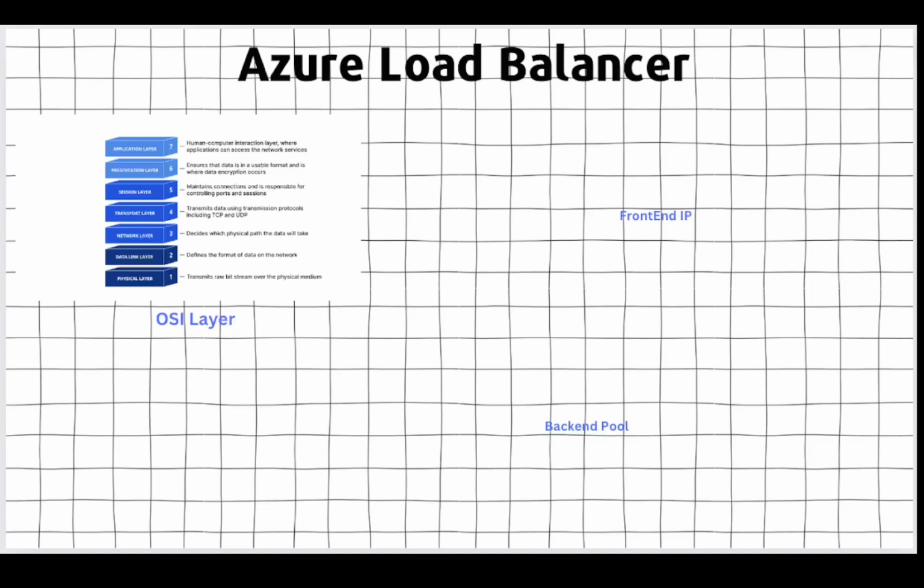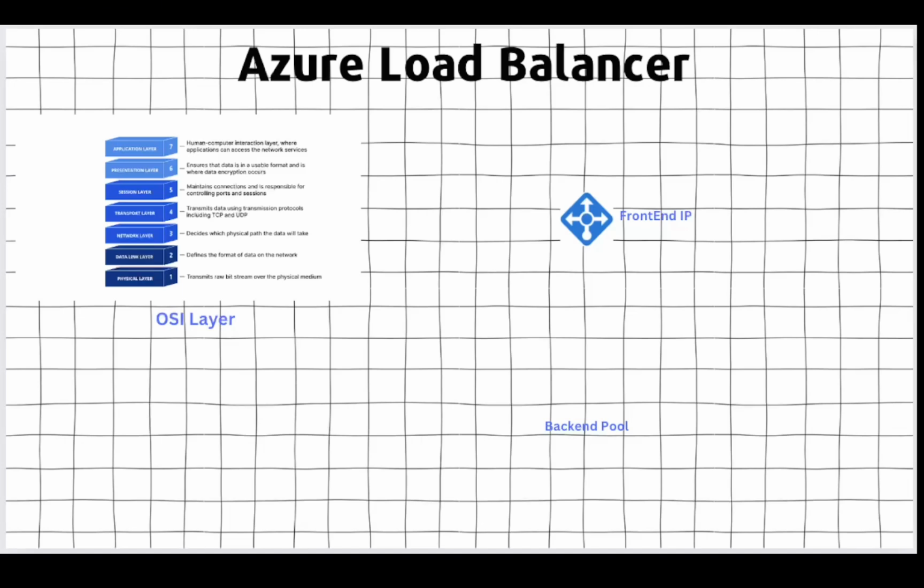The first thing which you should know is Azure load balancer is a layer 4 device. What is layer 4? Layer 4 is the transport layer, which means Azure load balancer works on TCP and UDP protocols. So what does a load balancer actually do? The load balancer is used to distribute traffic to multiple virtual machines.